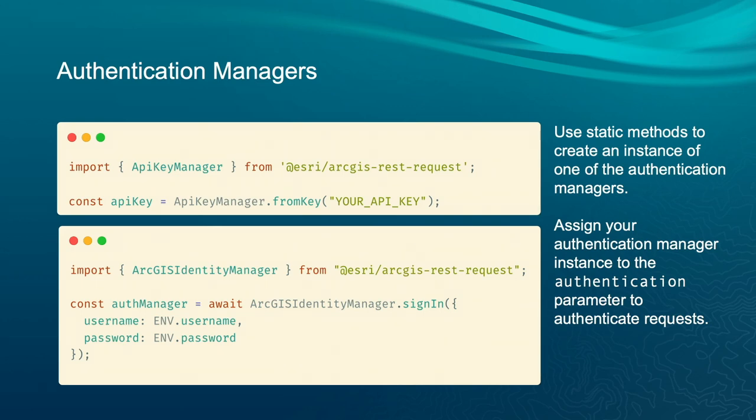In terms of authentication, there's really two main ways that you would do authentication. You can either use an API key, which we're going to show a lot of today. And then we also support ArcGIS user authentication, so that's through the ArcGIS Identity Manager class. There's two ways to do that. You can use a username and password, which is great for command line scripts and that kind of automation. And then we also support OAuth 2, which is on the next slide.